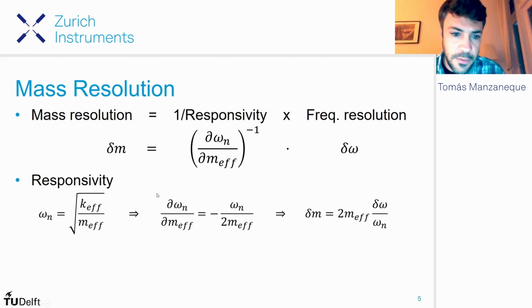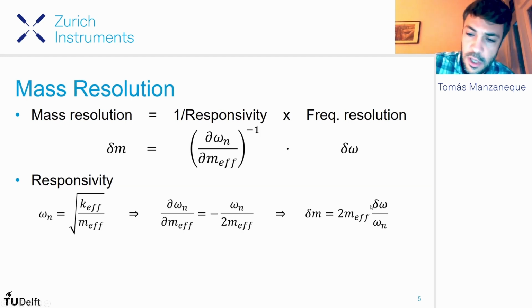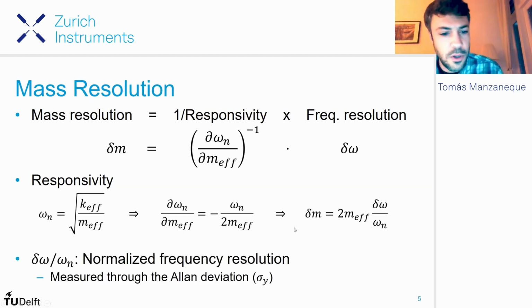Then to obtain this responsivity, well, it is quite easy if we just take the expression for the resonance frequency in a mechanical resonator, and we just do this derivative. Then we plug it in this equation, and we'll see that the minimum mass that we can detect is twice the mass of the resonator by the frequency resolution, or actually a normalized frequency resolution. So in this equation, you can see why miniaturization helps to reduce the mass resolution: it is because we have the mass of the resonator here. And then we have this other term, the normalized frequency resolution, which is a bit more difficult to analyze and also more interesting.